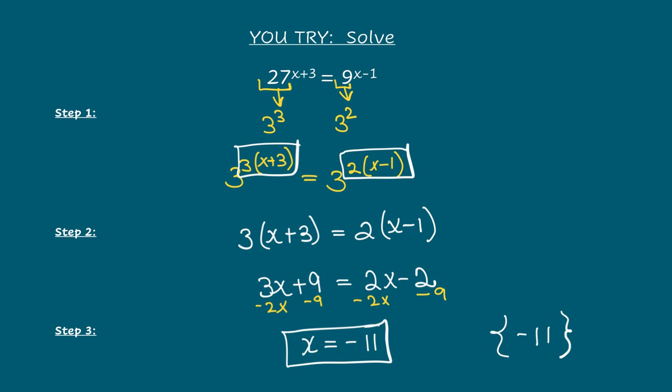Hopefully you came up with negative 11 as your result. 27 can be written with a base of 3, which is 3 cubed. 9 is 3 squared. Once I insert that in and rewrite when I drop my bases, I have 3 times x plus 3 and 2 times x minus 1. Solve that linear equation and I get x equals negative 11.